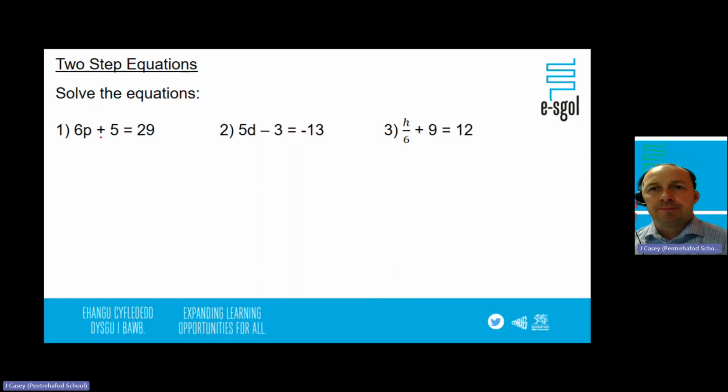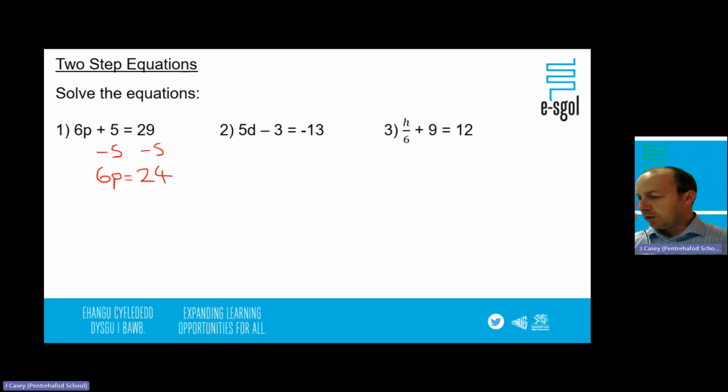So we've got 6p plus 5 equals 29. The first thing I want to do is get rid of this 5, and my ultimate aim is to get p on its own. So I'm going to take away 5 from this side. I'm also going to take away 5 from this side. Remember, whatever I do both sides, and that leaves me with 6p, and I've got 29 take away 5, which is 24. So that's certainly my first step of my 2-step equation.